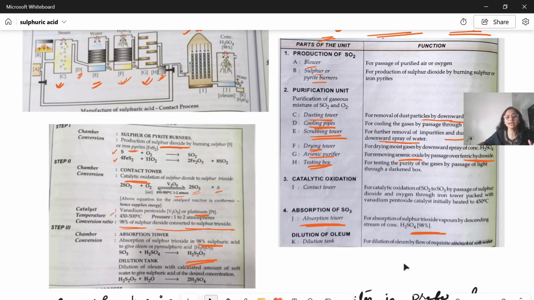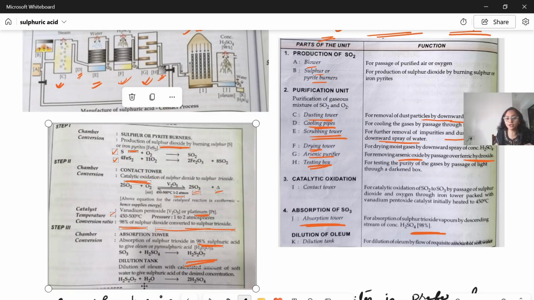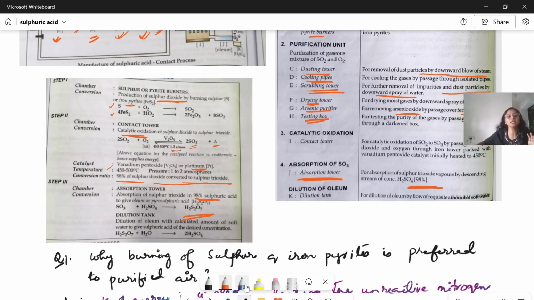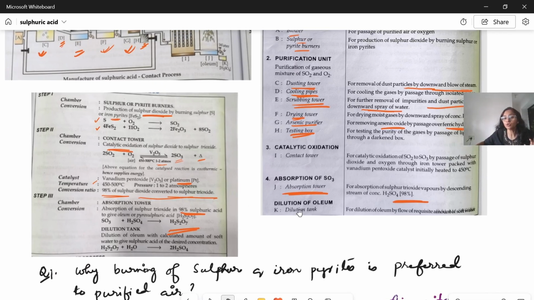So diluted means water can be added to it. And so when water is added to it, we get sulfuric acid. So H2S2O7, that is oleum, plus water gives us sulfuric acid, H2SO4. So in this manner, we are getting sulfuric acid. So dilution of oleum takes place in the dilution tank.